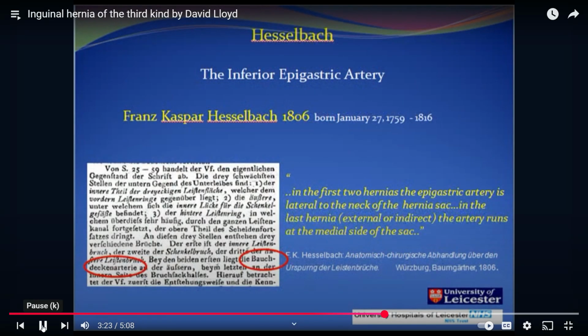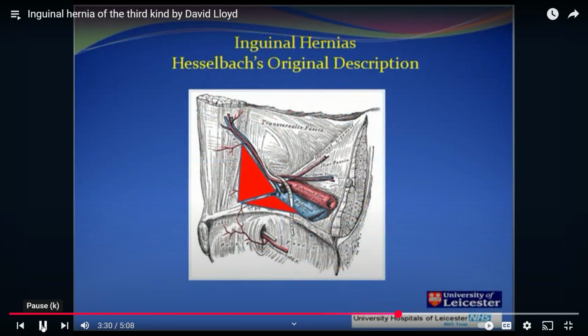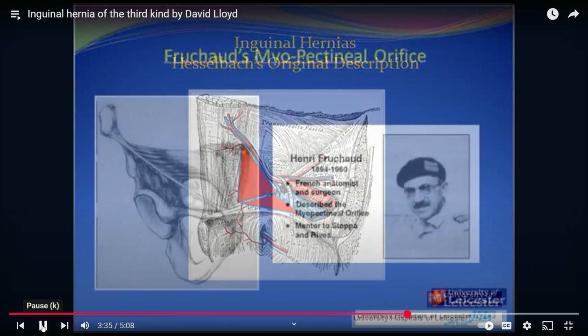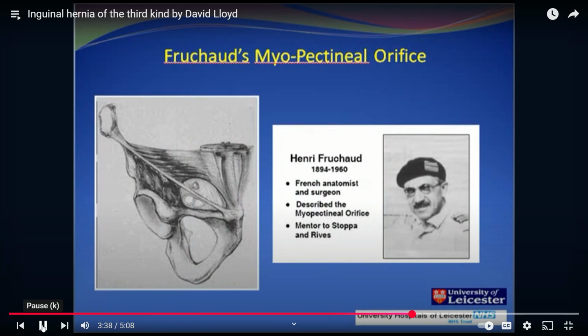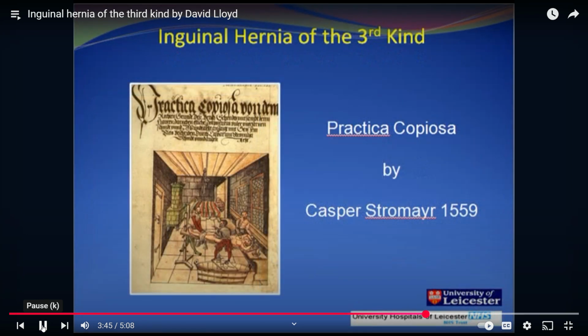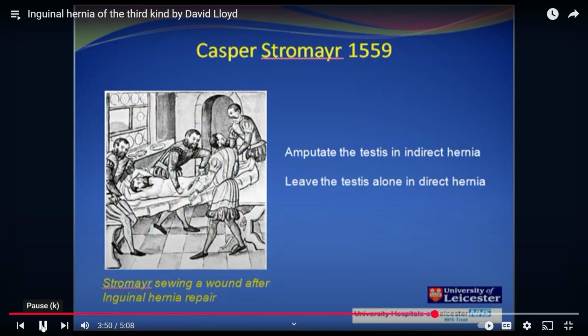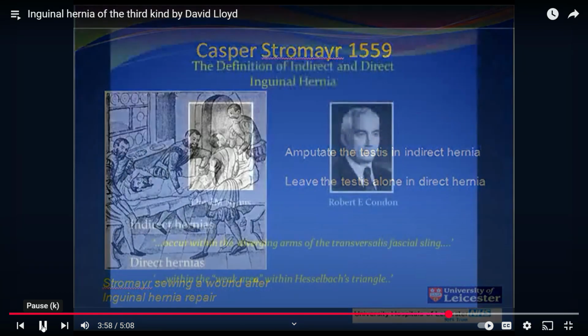Perhaps we have placed too much emphasis on the inferior epigastric vessels as popularized by Hasselbalch. In his original definition, of course, there were two defects medial to the vessels. It was Fruchaud who described the weak area as being the myopectineal orifice through which all hernias could appear. It was Caspar Strohmeyer in 1559 who distinguished between the two because he used to amputate the testis in indirect hernias and leave the testis alone in direct hernias.